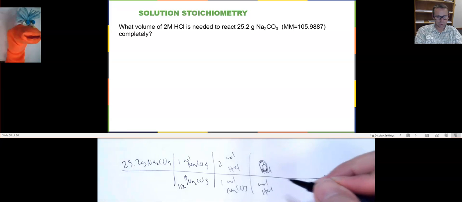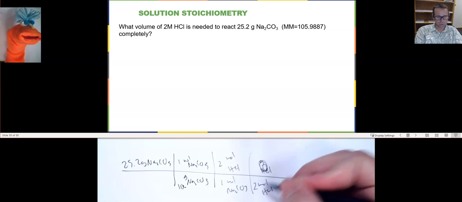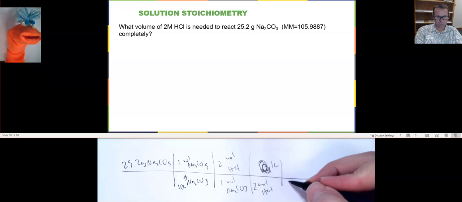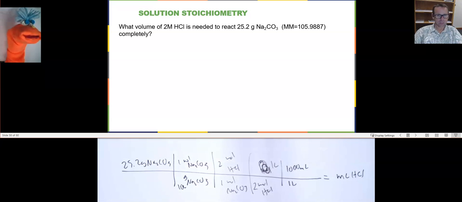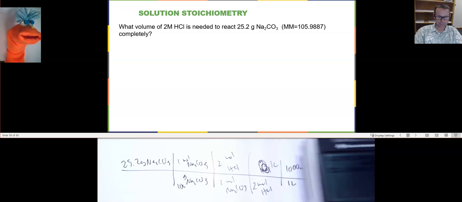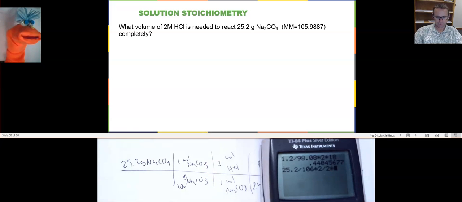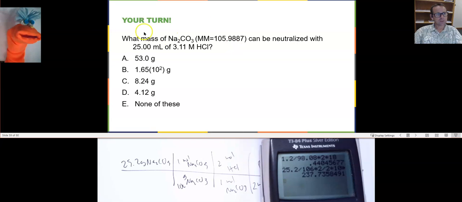And then I can go from moles of HCl to grams of HCl. Oh, no, I want volume. Moles of HCl here to molarity, it's 2 molar, 2 moles for every 1 liter. And then I can go from liters to milliliters. All right, so 25.2 divided by 106 times 2 divided by 2 times 1,000. 237 milliliters, or 0.237 liters. Very good. Excellent. That's a good place to stop.